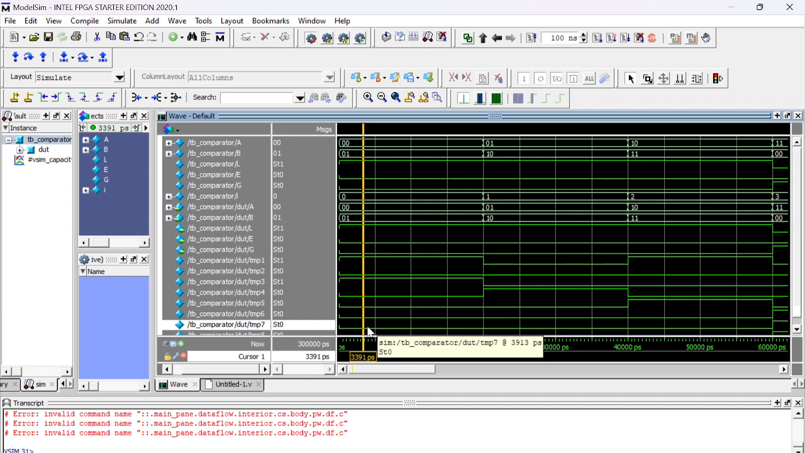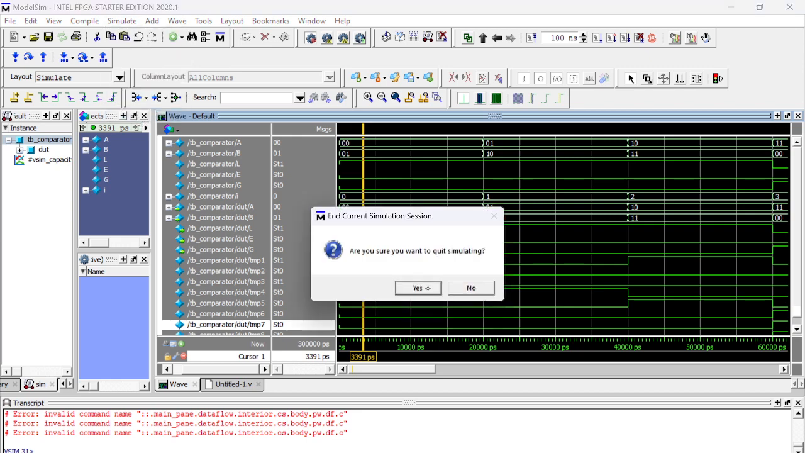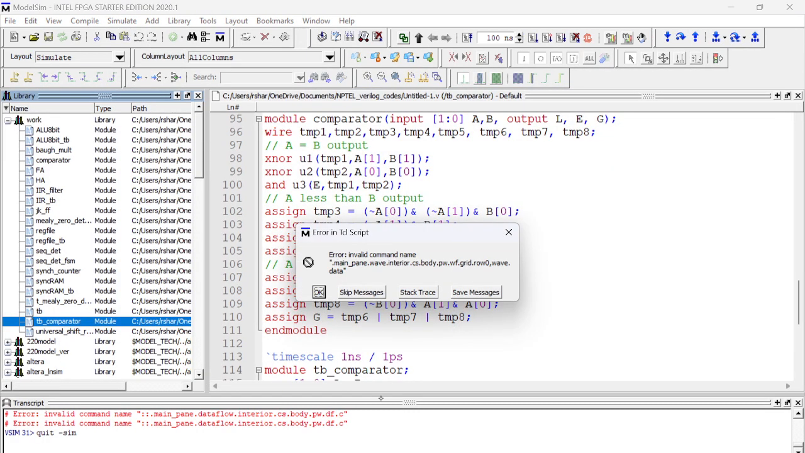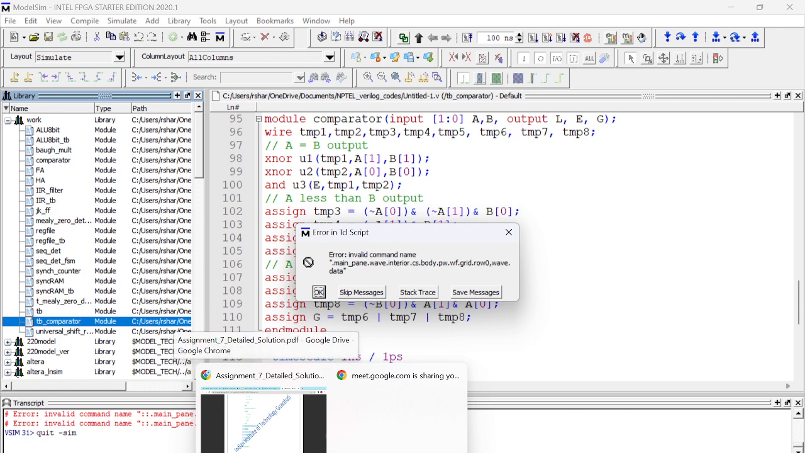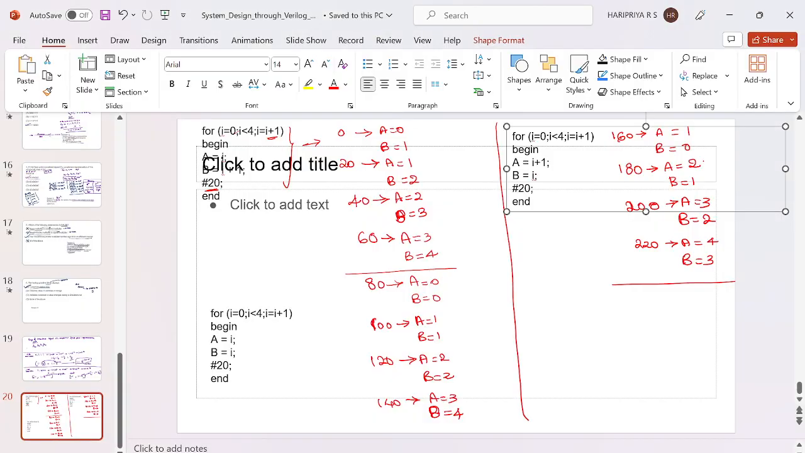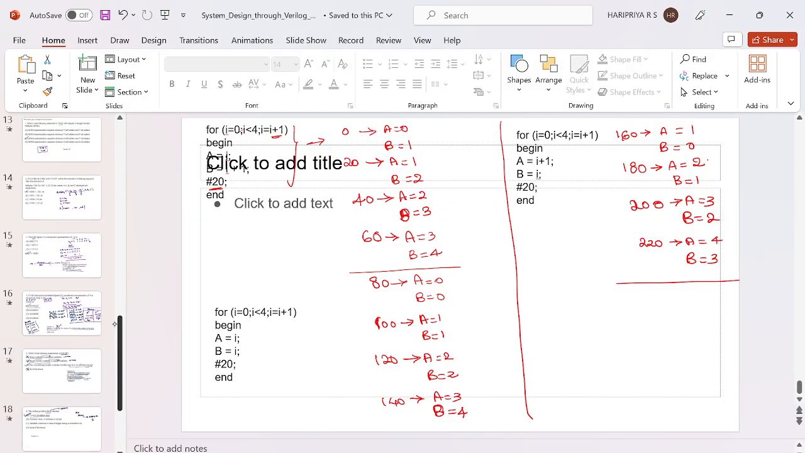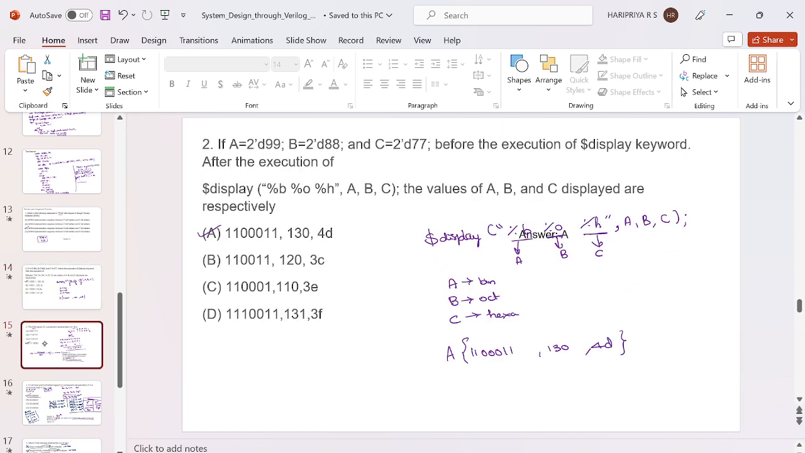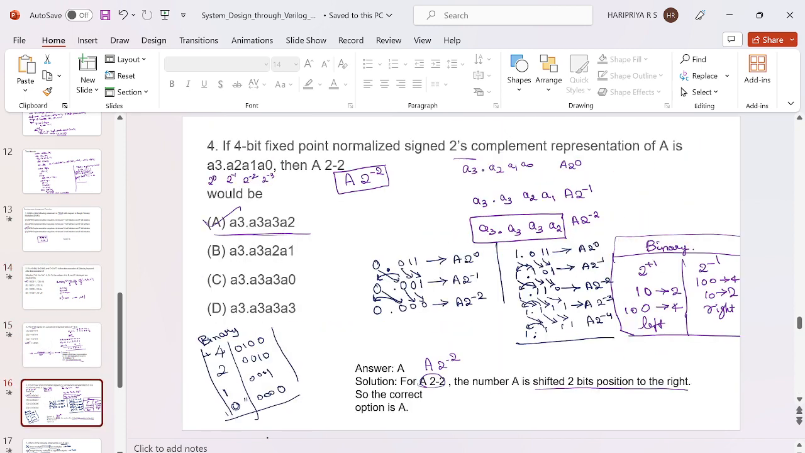Okay. Ma'am, previous year question, assignment 8, fourth question, repeat, ma'am. Fourth question, this one. Yeah, ma'am. Ma'am, this is a 2 power minus 2. Yes, yes.